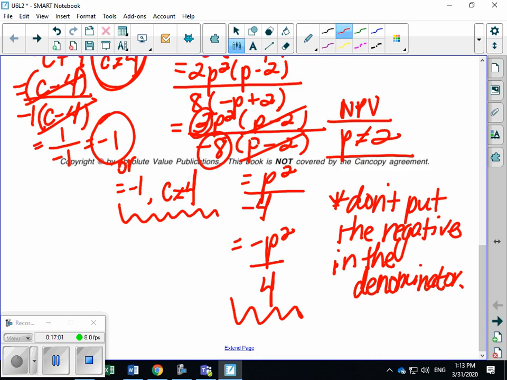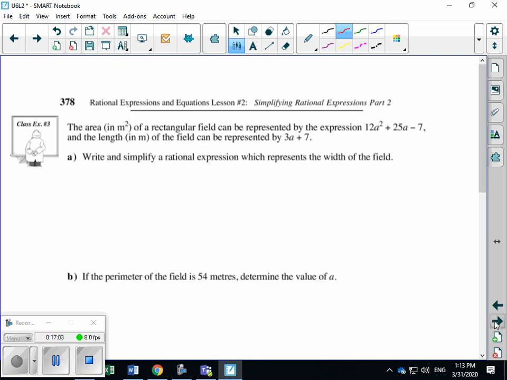Okay, so now moving on to the next page. Okay, so here's another word problem. So it says the area in meters squared of a rectangular field can be represented by the expression 12a squared plus 25a minus 7. So there's the area. And the length of the field, which is represented in meters, can be represented by 3a plus 7. This is the length. So I'm thinking this is a question very similar to the one we did in the first lesson. What you probably can notice, though, is that they're a little bit more complex. So it says, write and simplify a rational expression which represents the width of the field.